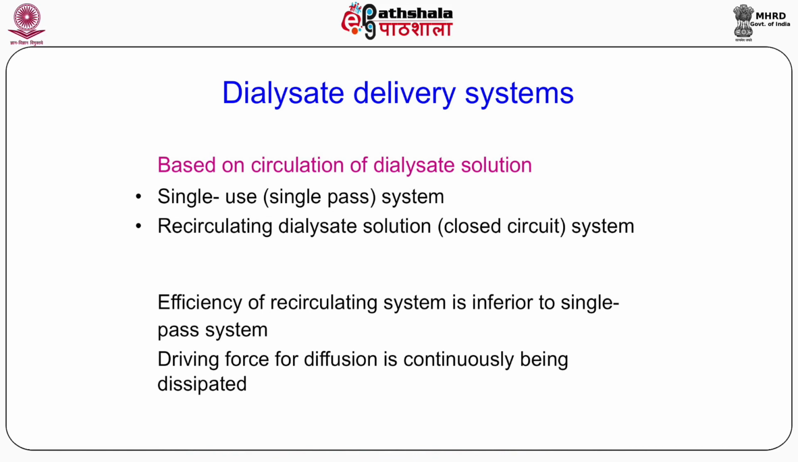That means you recirculate the fluid again and again. Now, obviously, the efficiency of a recirculating system would be less, because that would lead to lesser difference of concentration across it and hence lesser rate of diffusion. That is why the single pass system is preferred over the recirculating system.